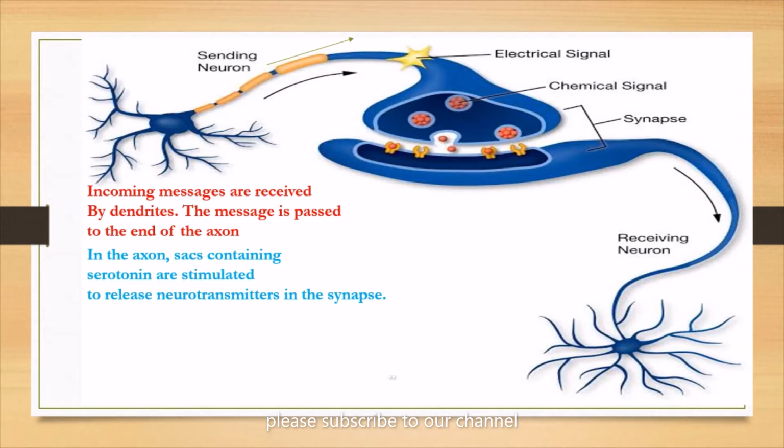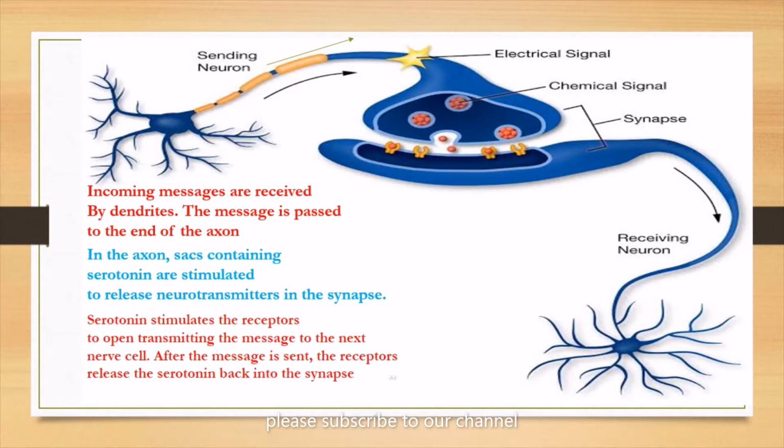Then serotonin stimulates the receptors to open, transmitting the message to the next nerve cell. After this, the message is sent and the receptors release serotonin back to the synapse. So you see that is how the message is transmitted. That is why I want to emphasize the need for more neurotransmitters in the synapse. Most treatments associated with depression are aimed at increasing the levels of neurotransmitters in the synapse.